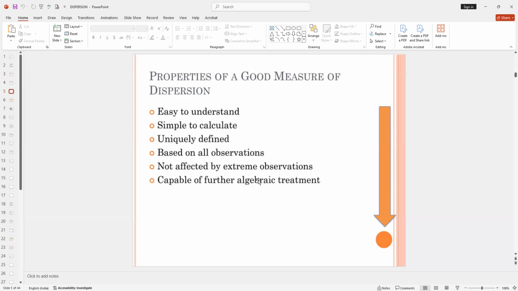Now we are looking at the properties of a good measure of dispersion. These questions are mostly asked in the main exam also. What are the good properties of a measure of dispersion? First, it is easy to understand, simple to calculate, uniquely defined, based on all the observations, not affected by extreme observations, and capable of further algebraic treatment.